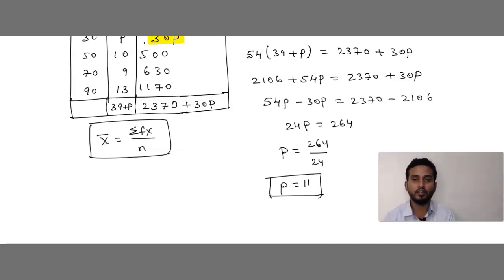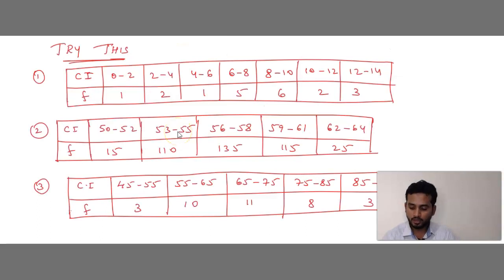So this is the way we need to solve this type of problem. I hope you have understood the different ways the problems can be asked based on the topic mean. Children, you can try this. Class interval 0 to 2, 2 to 4, 4 to 6, 6 to 8, 8 to 10, 10 to 12, 12 to 14. And frequencies are 1, 2, 1, 5, 6, 2, 3. Again you can see the same way, class interval and frequency. Questions number 1, 2, 3 you can try on your own. Okay, that is how to find mean. Is this clear? So this is the end of the topic mean.